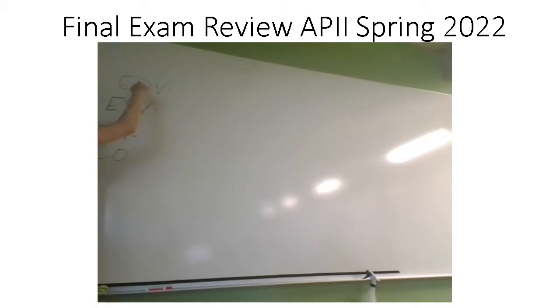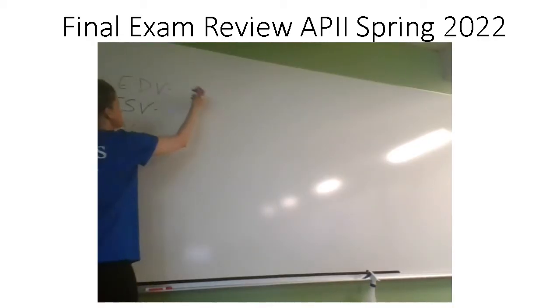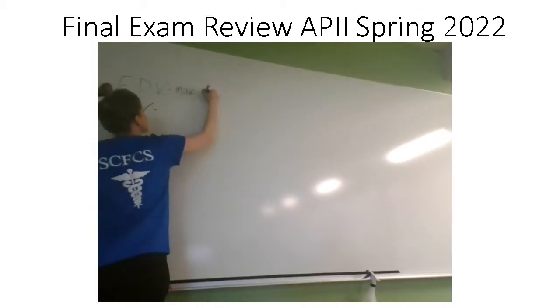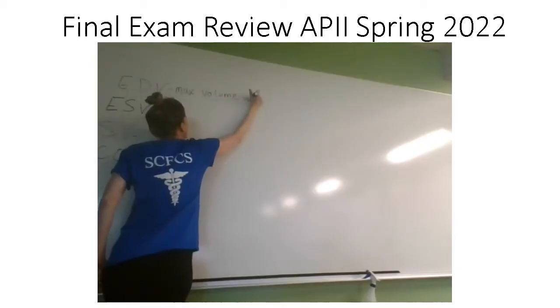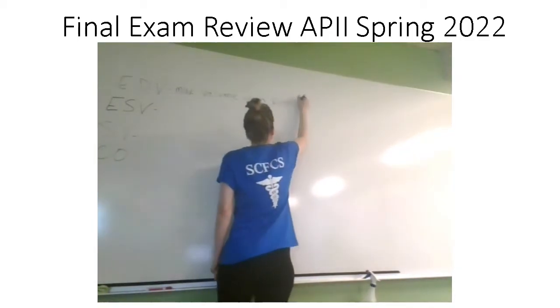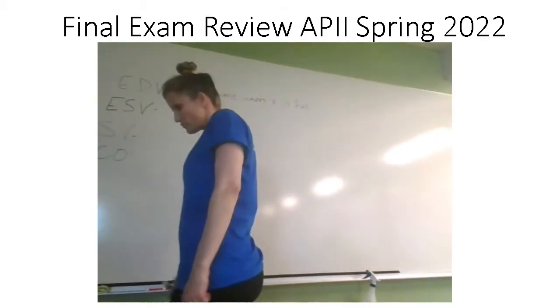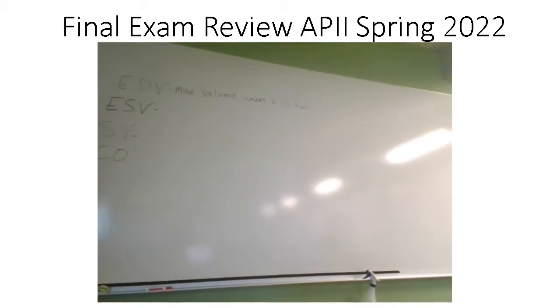So end diastolic volume. You guys said diastole is relaxation, right? So end diastolic volume is the volume in the ventricle at the end of its relaxation. So that's when it's full, right? It's the volume at the end of diastole, or the maximum volume when the ventricle is full. The maximum volume in that cycle. It's done relaxing, all filled up, it's about to contract. So that's the most it's going to get in that cycle.